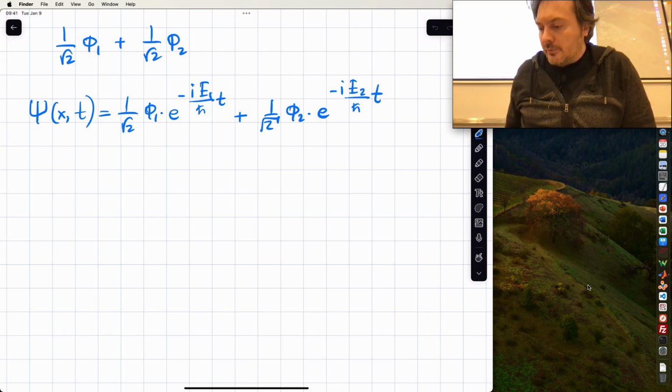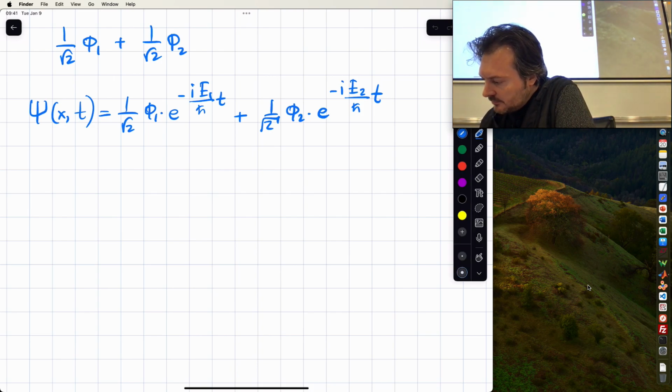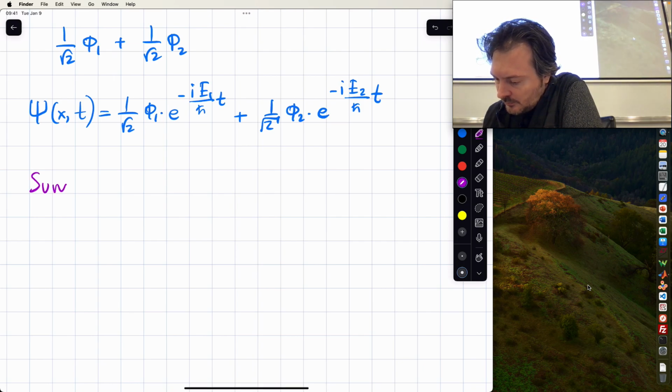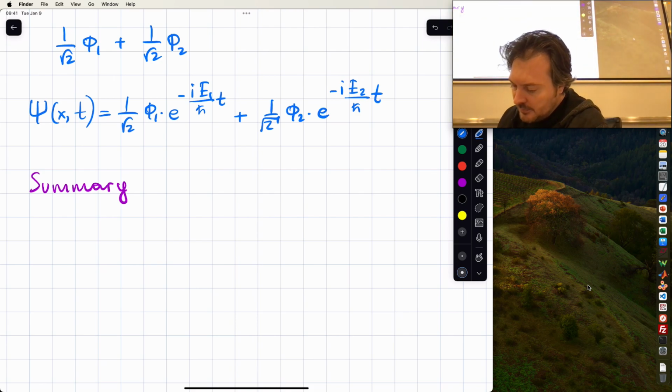In case you are lost, let's have a summary. Summary of what we have seen in the last few lectures. So this is Schrödinger's equation.